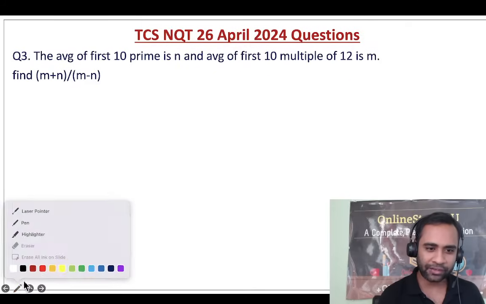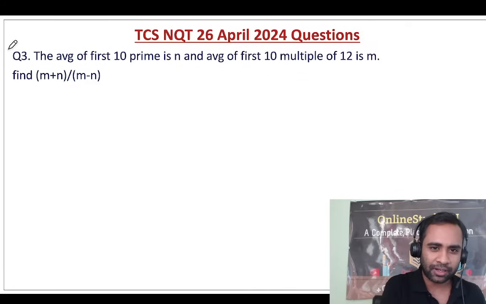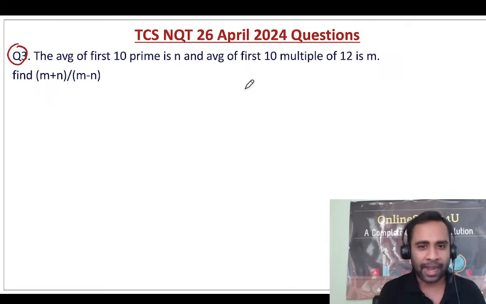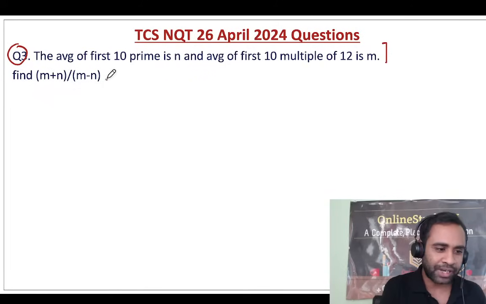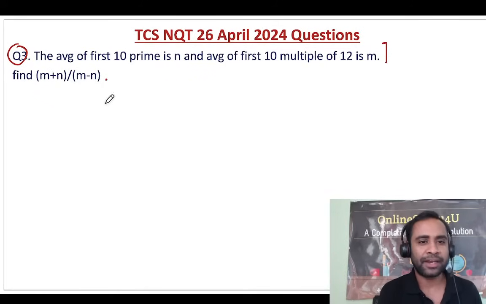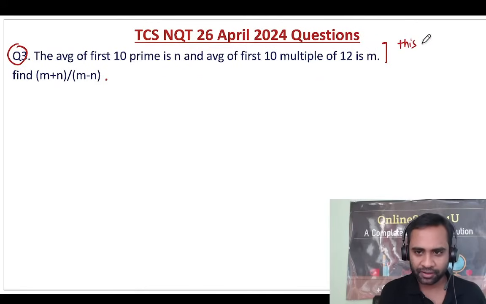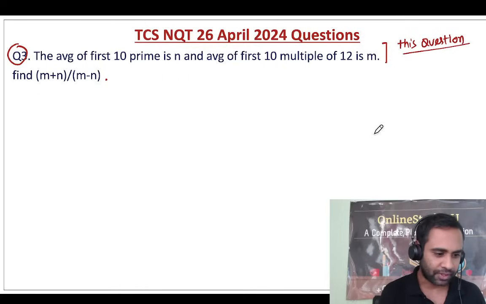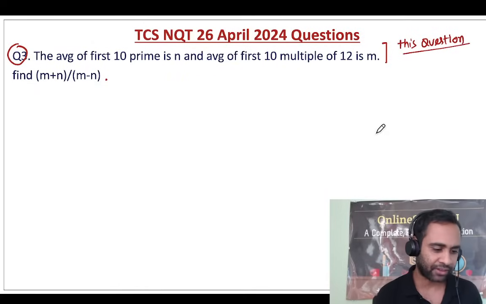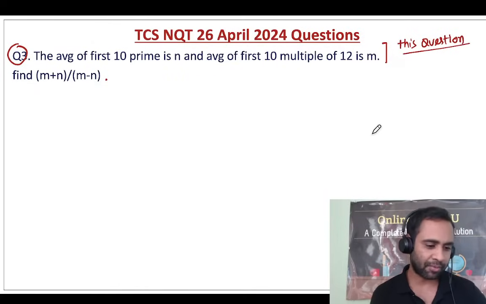Now, this one you solve. The average of first 10 prime numbers is n and the average of first 10 multiples of 12 is m. Then you need to find out (m plus n) divided by (m minus n). This question was also asked. There is no mail that came about today's exam.